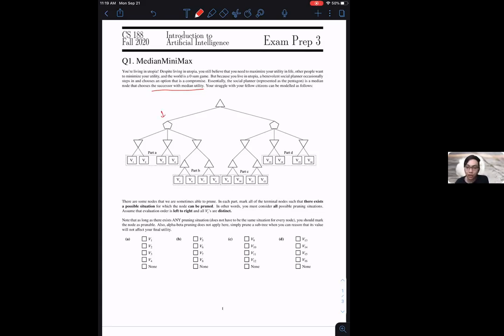So we can't just run an algorithm. We kind of have to think about how the bounds of the different nodes change as we assign values to different nodes. So let's get started.